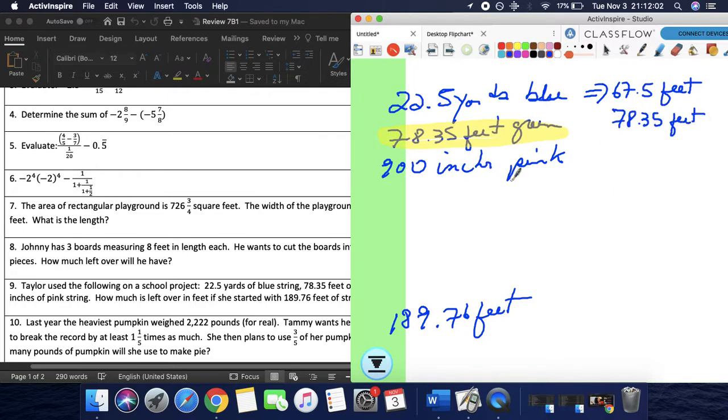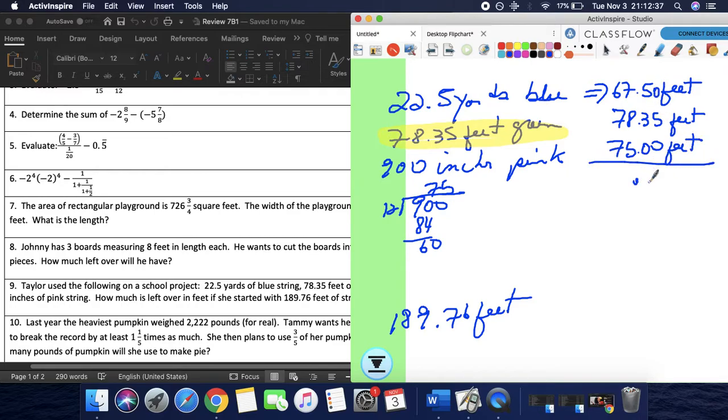And then 900 inches, we have to change it to feet. We know that 1 foot has 12 inches, so we divide 900 by 12, which is going to be 75 feet. Let me double check. Yes, it looks like 75 feet. So 900 inches is 75 feet. So we can add all three and find out how much was used.